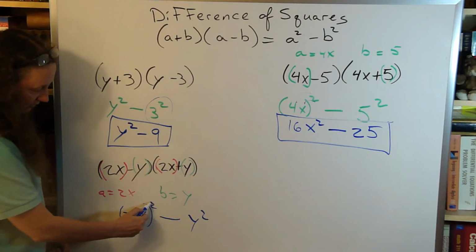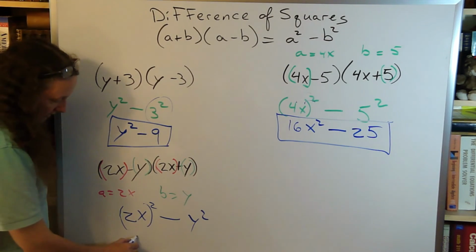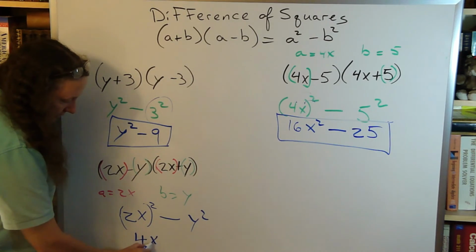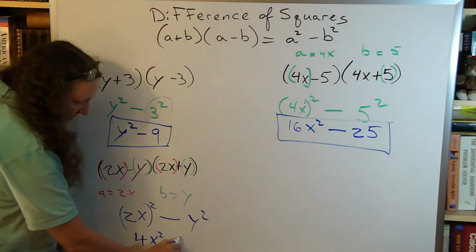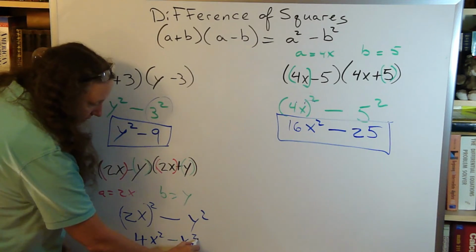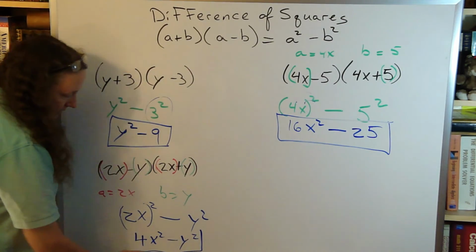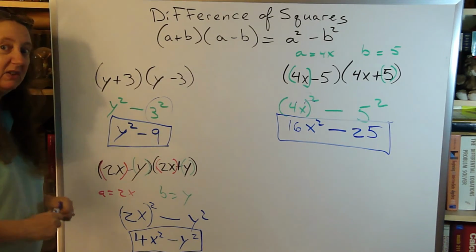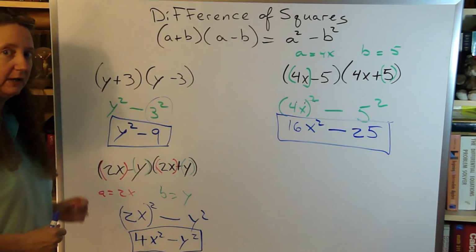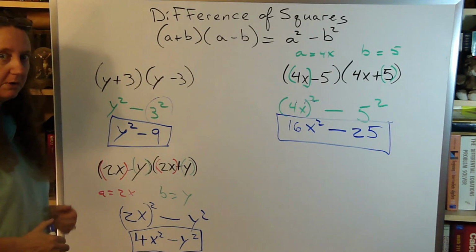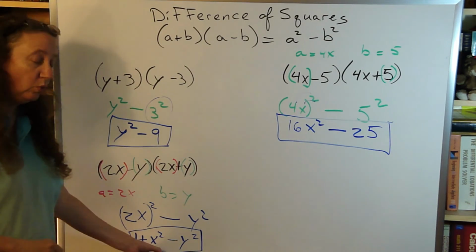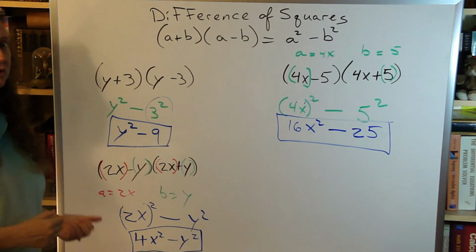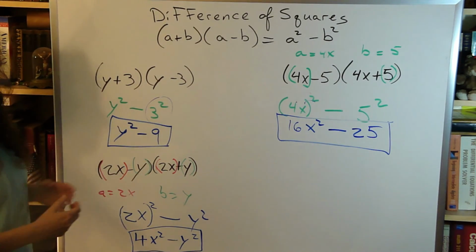Take the 2 squared, distribute that square into that, I get 4x squared minus y squared. And there is my answer. This makes it a lot easier and faster than using the FOIL process. And it will be handier and even more important in the future when we're unfoiling, if you will.